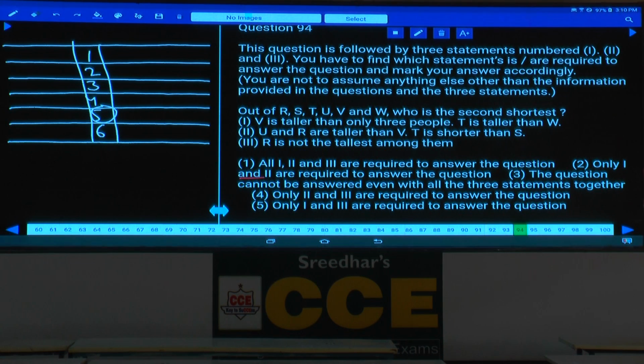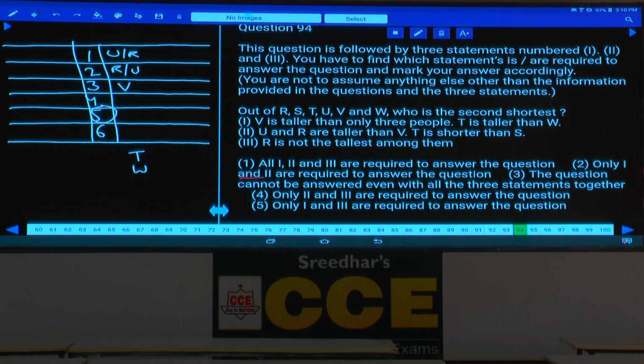As V is taller than only 3 people, V must be at the third place. And T is taller than W. As T is taller than W, the word immediate is not given, they can be anywhere. This is one. Coming to the second one, U and R are taller than V. As U and R are taller than V, if U is here, R will be here, or if U is here, R will be here. U and R must be in the first two places only.